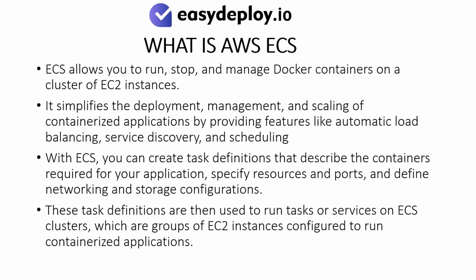What is AWS ECS? ECS allows you to run, stop, and manage Docker containers on a cluster of EC2 instances. It simplifies the deployment, management, and scaling of containerized applications by providing features like automatic load balancing, service discovery, and scheduling. With ECS, you can create task definitions that describe the containers required for your application, specify resources and ports, and define networking and storage configurations. These task definitions are then used to run tasks or services on ECS clusters, which are groups of EC2 instances configured to run containerized applications.